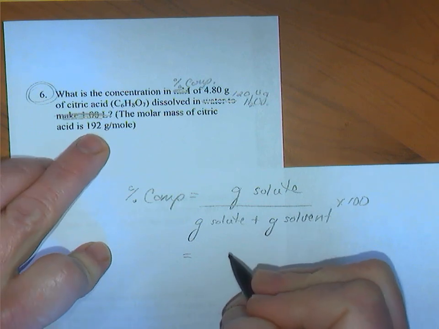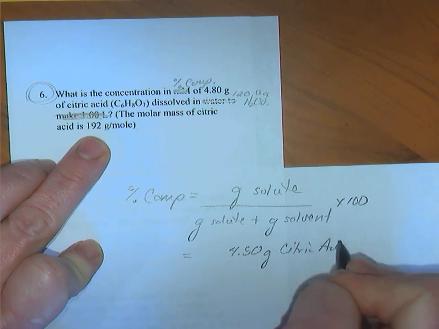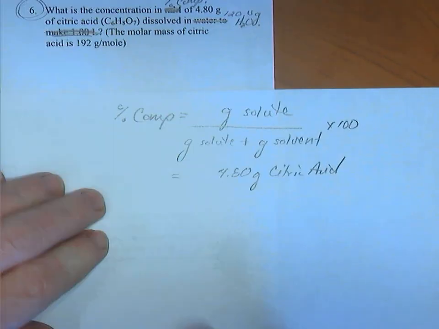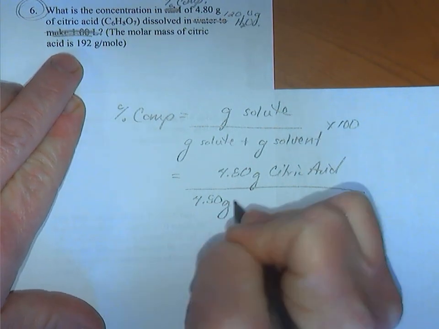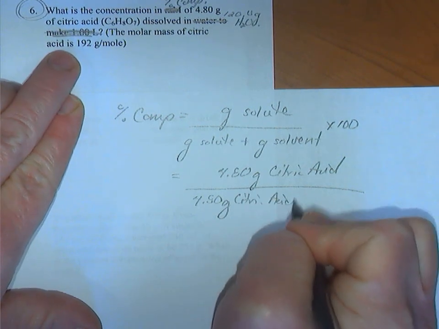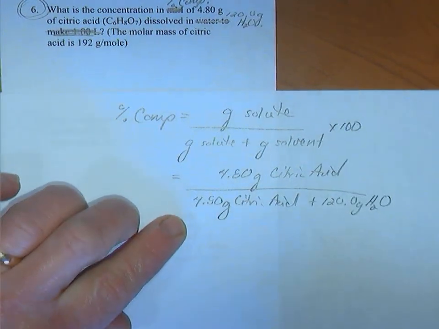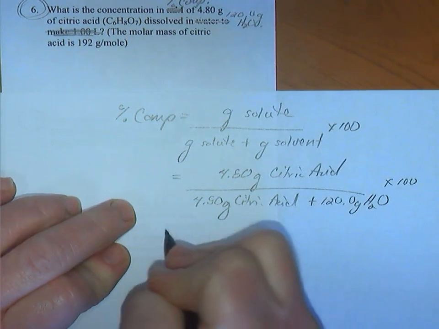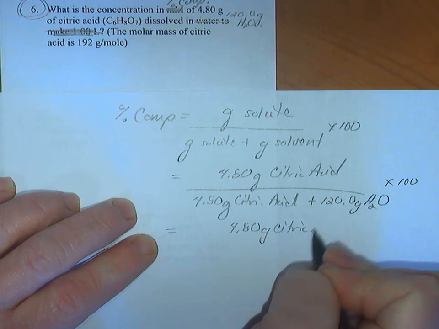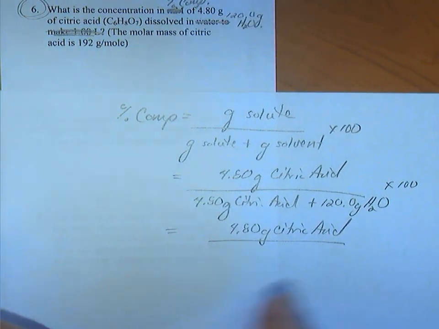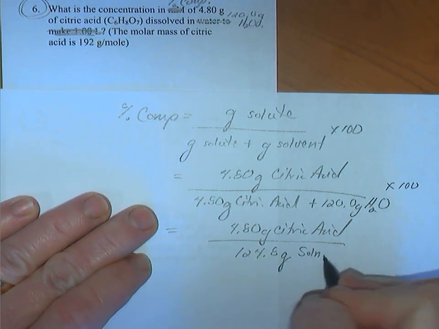So we are given 4.80 grams of the citric acid. I could write the name or I could write the formula, divided by, and this is where we just have to be careful, 4.80 grams of the citric acid plus the grams of water. I am fine if you just added that separately and put 4.80 grams of citric acid over, and you did this separately on your calculator or mentally, 124.8 grams, and that would be solution.